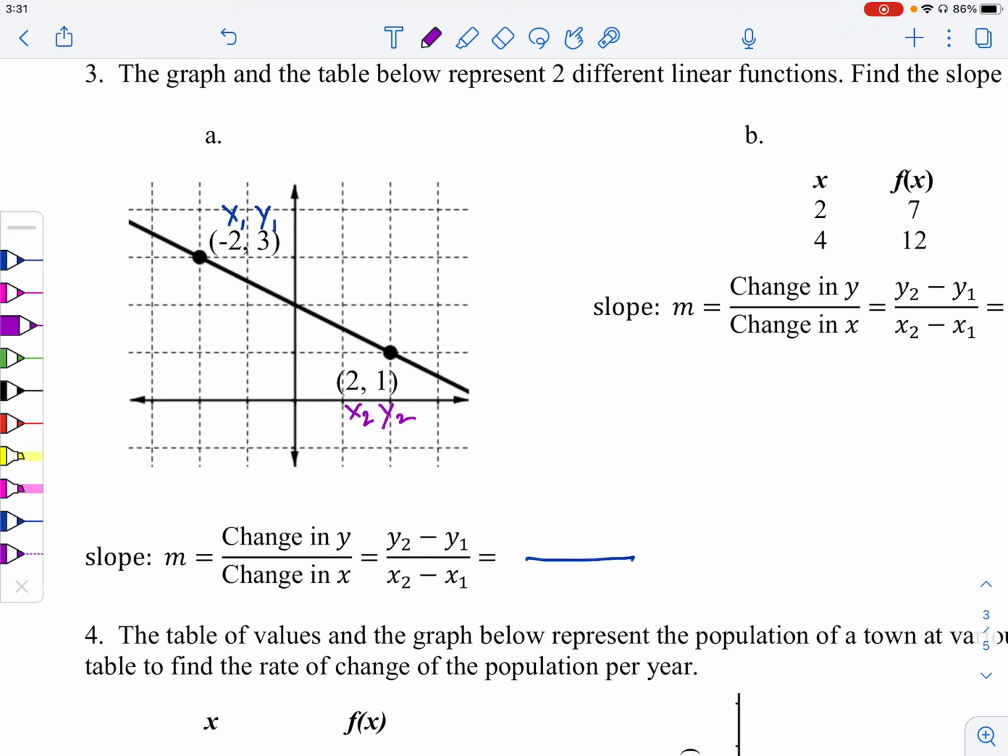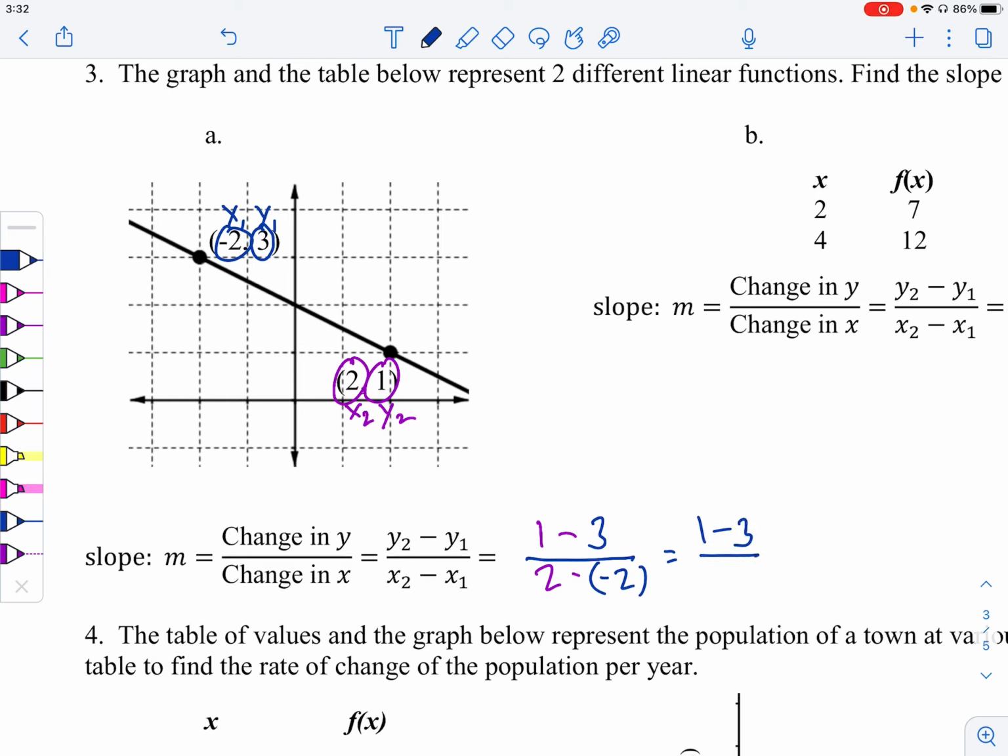So y2, which is 1, minus y1, which is 3, over x2, which is 2, minus x1, which is negative 2. Remember the signs. Remember your signs. So it's going to be negative 2. Maybe put parentheses, because 2 minus negative 2. So we got 1 minus 3. We'll leave it like that.